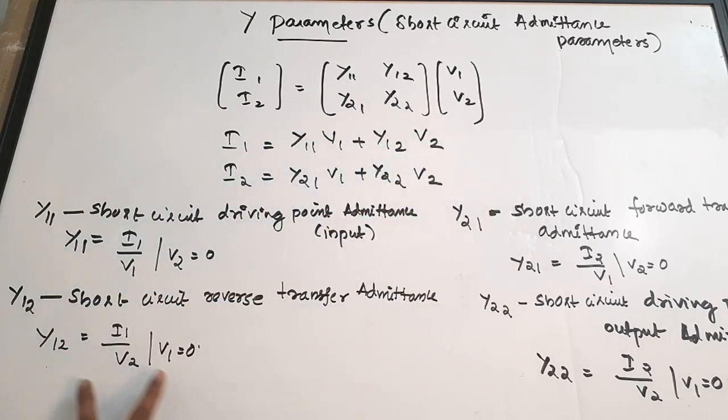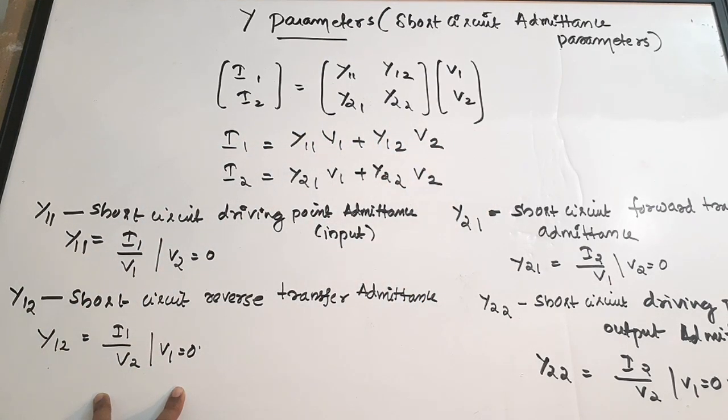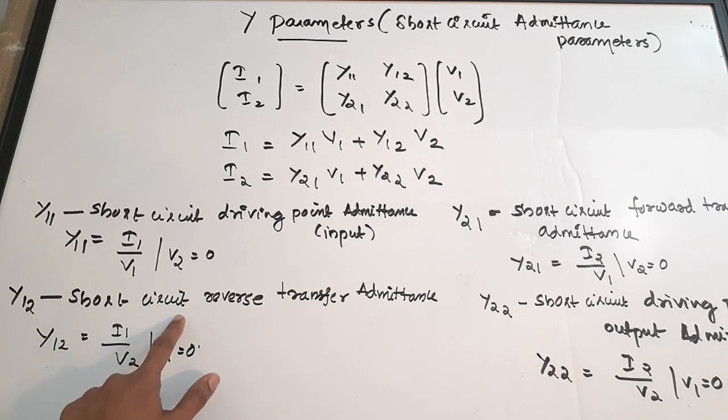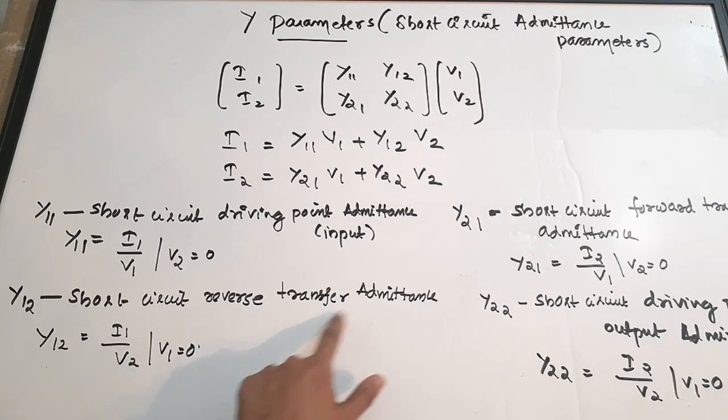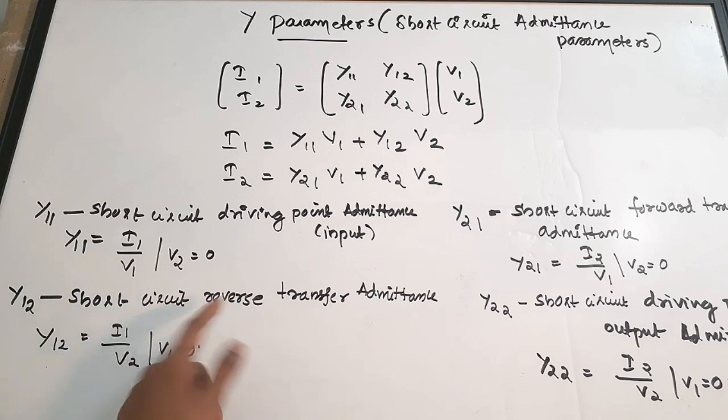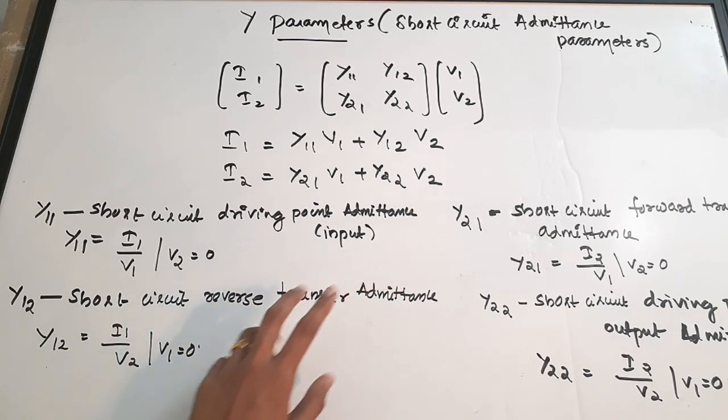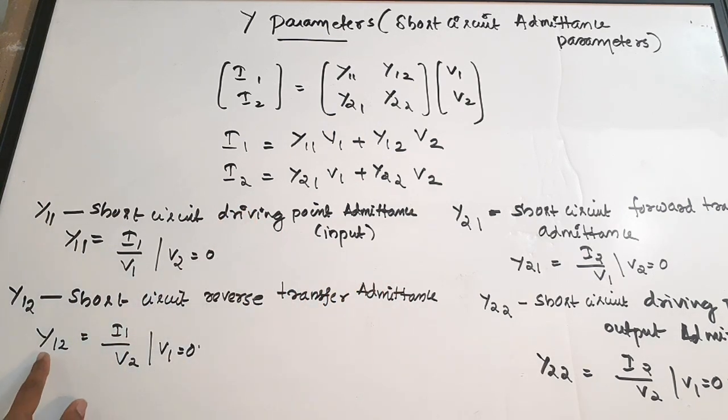Okay. Similarly, we'll get the equation for Y12, which is called short circuit reverse transfer admittance. For impedance, it was reverse transfer impedance. This is admittance. So Y12 equals I1 by V2, where V1 equals 0. Here we are making V1 equal to 0.